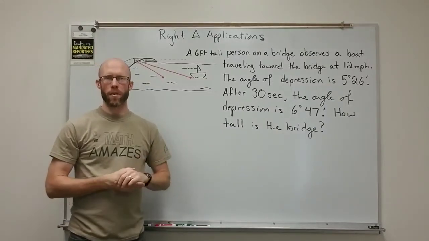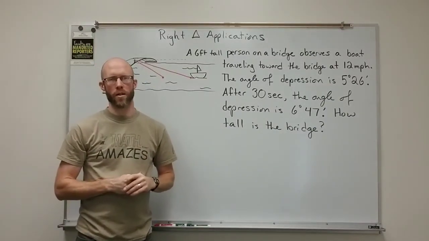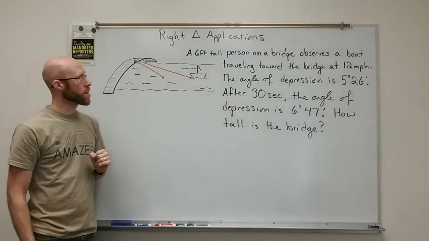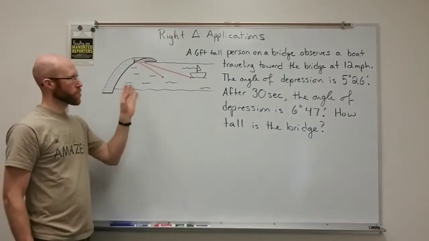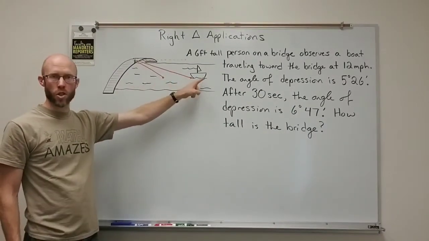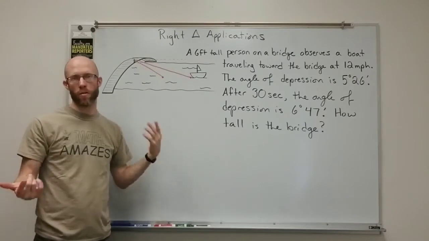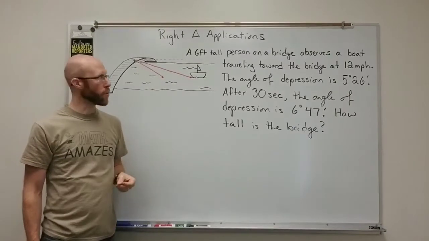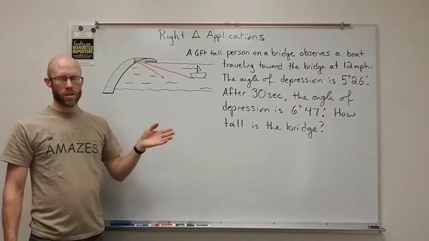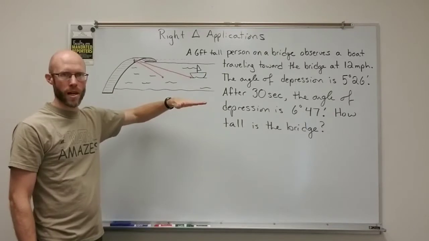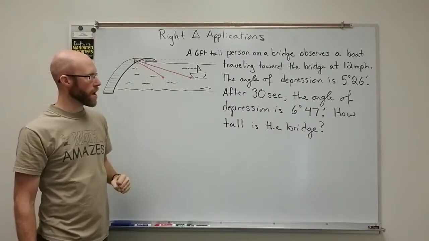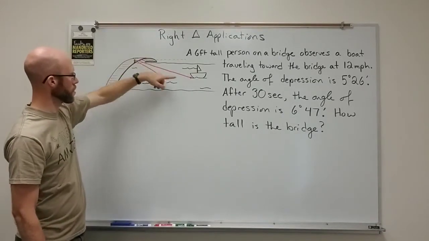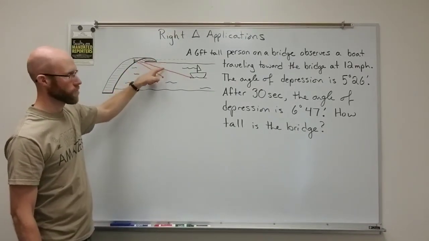So here's a neat application for solving right triangles. We have a 6-foot tall person standing on a bridge, who observes a boat traveling toward the bridge. The bridge is spanning a river, apparently. The boat is traveling at 12 miles per hour. The angle of depression, which just means the angle down from the horizontal, is 5 degrees 26 minutes. So the observer is viewing the boat at an angle down from the horizontal.